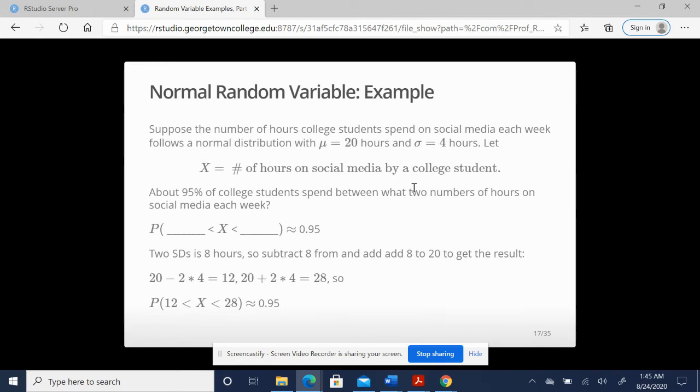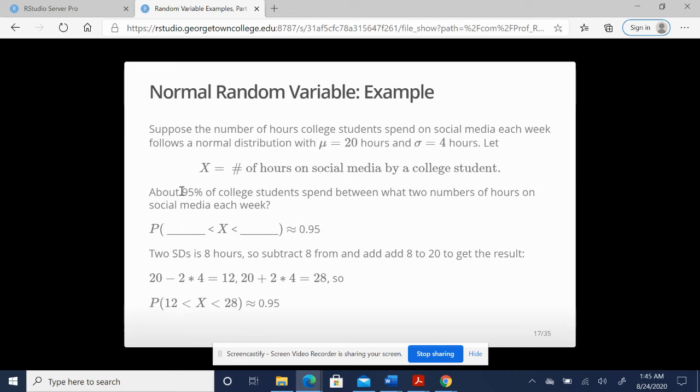Suppose the number of hours college students spend on social media each week follows a normal distribution with mu equals 20 hours and sigma equals 4 hours. Let X, the random variable, represent the number of hours on social media by a college student. About 95% of college students spend between what two numbers of hours on social media each week?